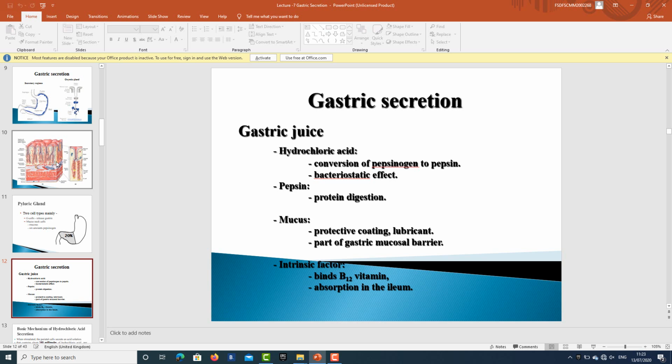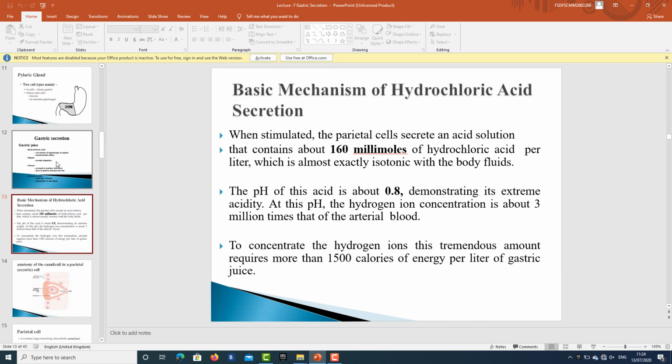Then pepsin is important for protein digestion. Then there is mucus. Mucus, as you all know, is a protective coating throughout the gut wall, a very good lubricant, and a part of the gastric mucosal barrier. And intrinsic factor is important for binding vitamin B12, which is the extrinsic factor, so that it can be absorbed from the ileum.